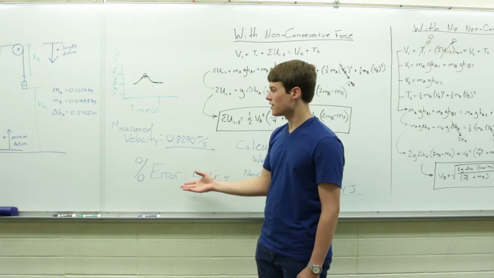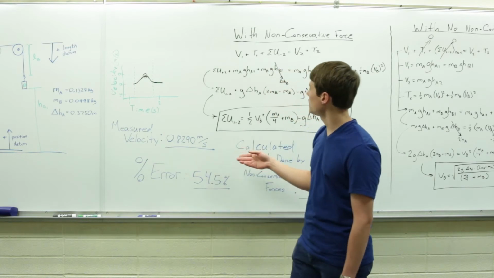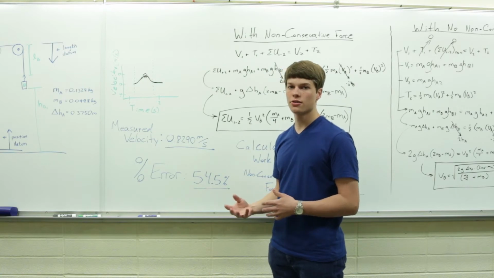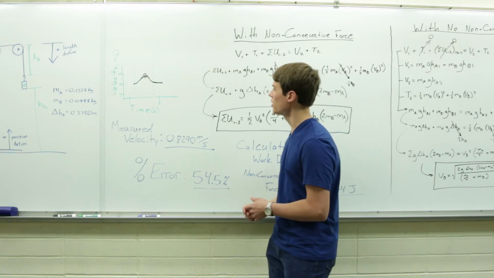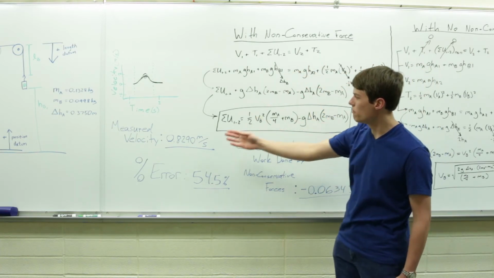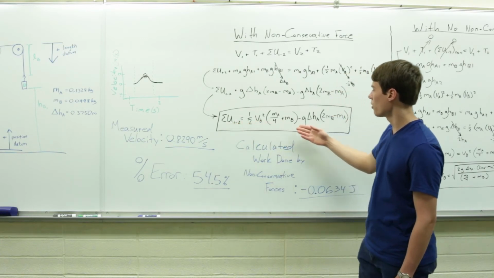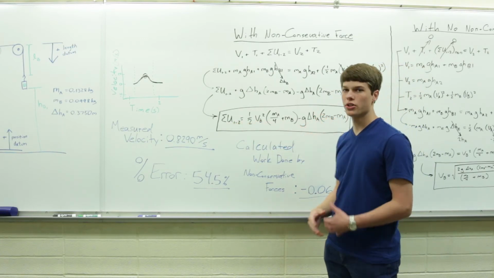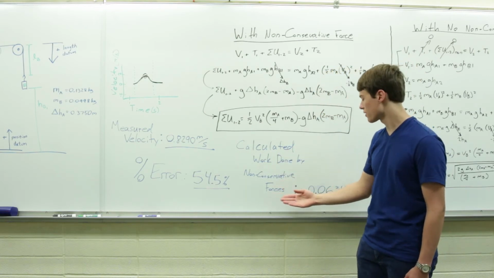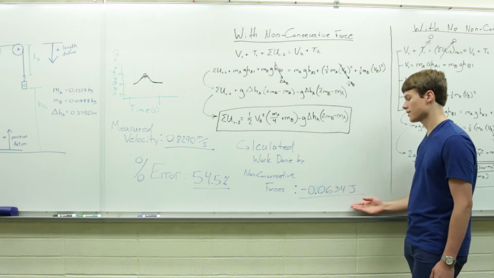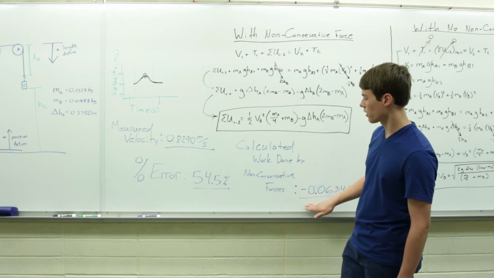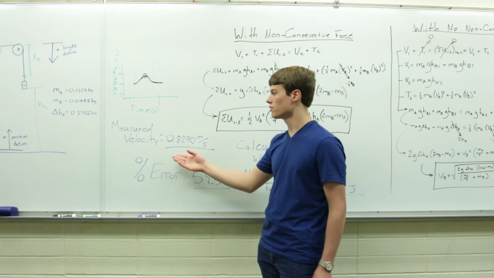54.5%. Now, some of this error can be accounted for because we did not, in our original equation, take into account that there's work done by non-conservative forces, namely friction. So, in order to account for this, we went back and redid it, using our measured velocity here, and we found the work due to non-conservative forces, which is work due to friction. So, the calculated work due to friction, or non-conservative forces, is negative 0.0634 joules of energy. If we included this work back into the original equation, we'd get out our measured velocity.